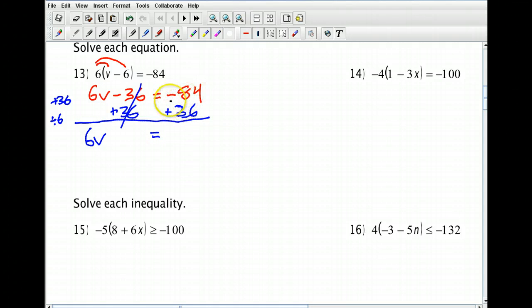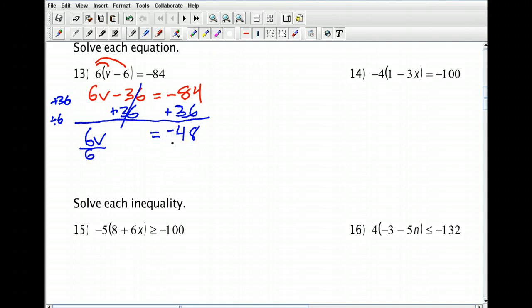Negative 84. So if you owe $84 and you pay off 36, do you still owe money or do you have extra money? Yeah, you still owe money. How much do you still owe? Fernando, how much do you still owe? Negative 48.